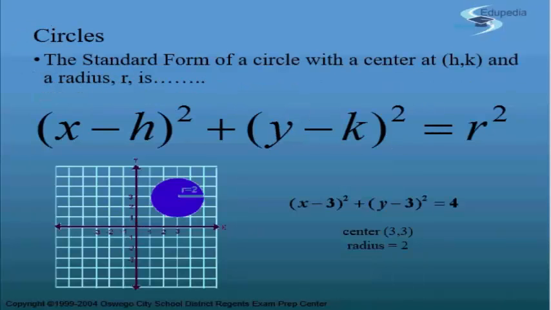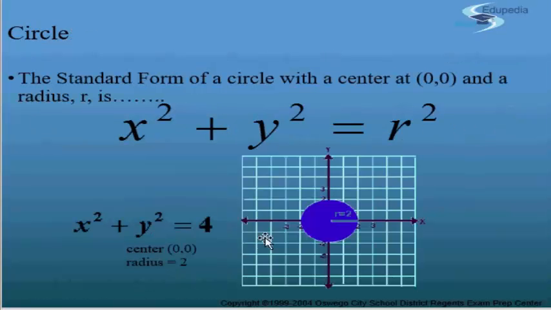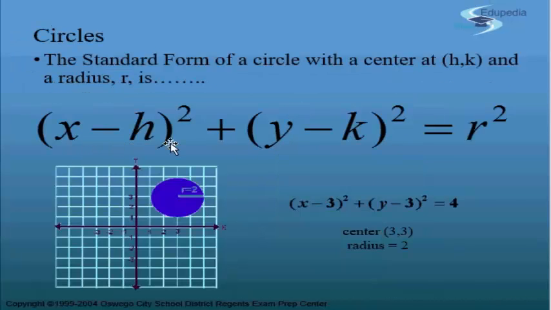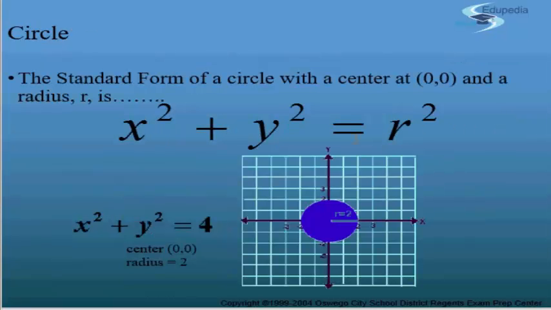Now h and k are just the new forms of the x and y coordinates that we have for the center of the circle. h and k over here would be 3, 3. In the previous example, h and k would be 0, 0. So if we substitute 0 and 0 over here, and 0 over here and 0 over here, we're just going to get the same equation. You're just going to get x squared plus y squared is equal to r squared.